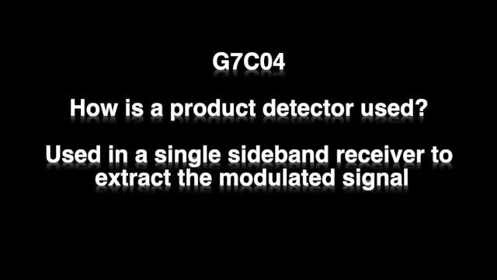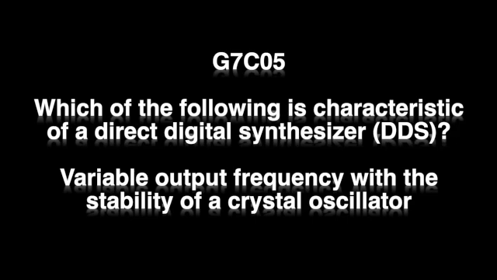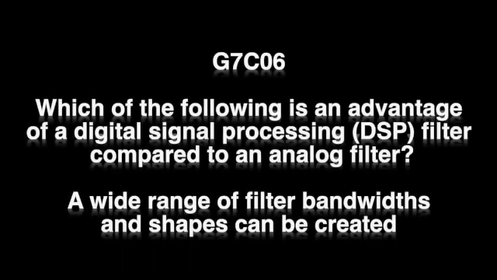G7C04. How is a product detector used? Used in a single sideband receiver to extract the modulated signal. G7C05. Which of the following is characteristic of a direct digital synthesizer, DDS? Variable output frequency with the stability of a crystal oscillator. G7C06. Which of the following is an advantage of a digital signal processing, DSP, filter compared to an analog filter? A wide range of filter bandwidths and shapes can be created. G7C07. What term specifies a filter's attenuation inside its passband? Insertion loss.